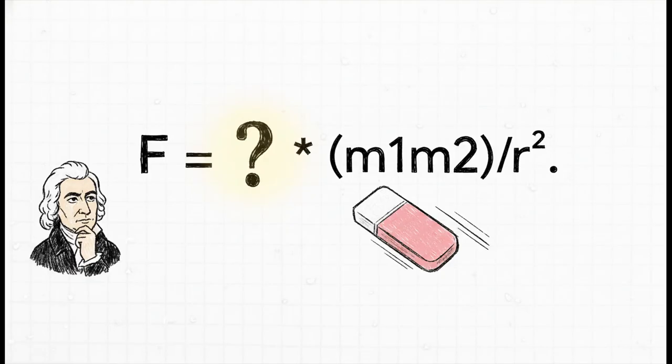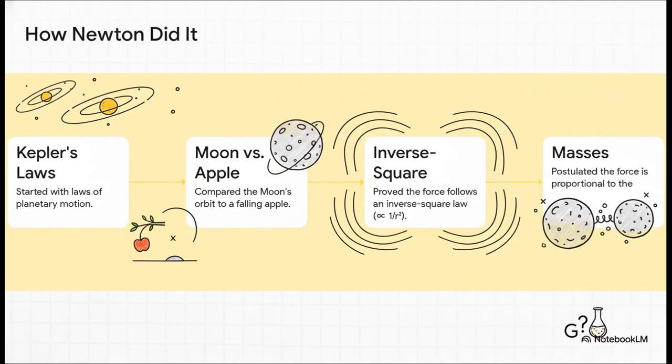We see this equation everywhere, right? Force equals big G times the masses divided by the distance squared. Well, here's the twist. Newton never wrote that G. That letter, the famous gravitational constant, it wasn't part of his original work at all. So, how in the world did he do it without G?